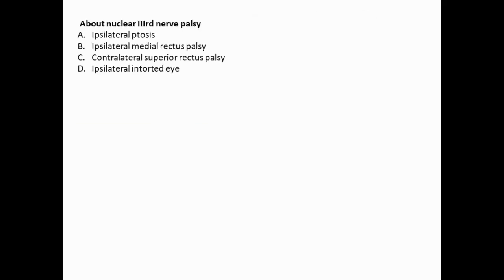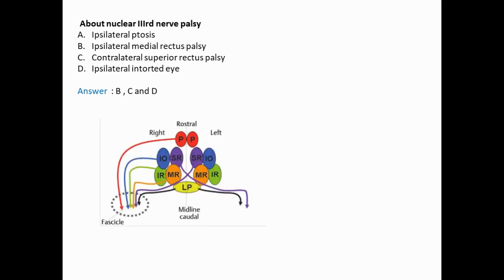Next question. About nuclear third nerve palsy: ipsilateral ptosis, ipsilateral medial rectus palsy, contralateral superior rectus palsy, ipsilateral intorted eye. So the answer is B, C, and D, while ipsilateral ptosis is not an answer. When you look at this diagram, you see the superior rectus and levator palpebrae superioris are bilaterally supplied.